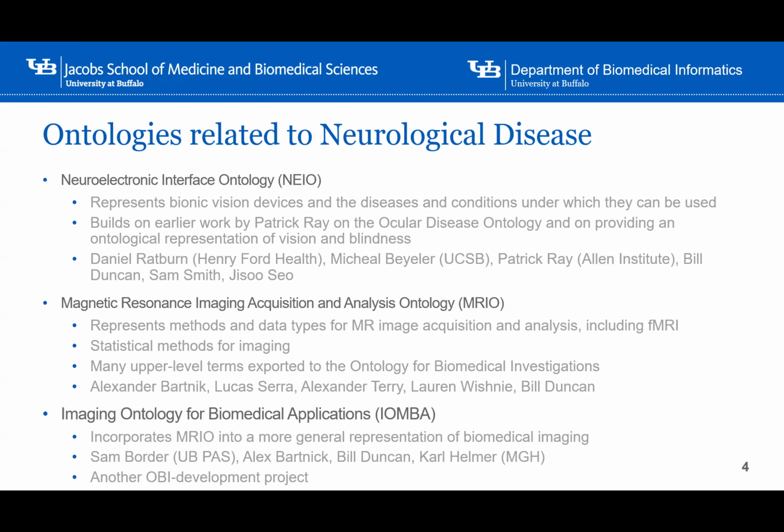And recently, Sam Border has started work on doing a representation of pathology imaging methods that will fill in that gap in what MRI doesn't do. And we had previously applied for money with a guy named Carl Helmer from Massachusetts General Hospital, which was not successful, but we'll probably submit that again, particularly, I think, after Harvard gets out of purgatory. This is actually basically another OBI development project overall, because many of these terms will be transferred to OBI once they're ready.